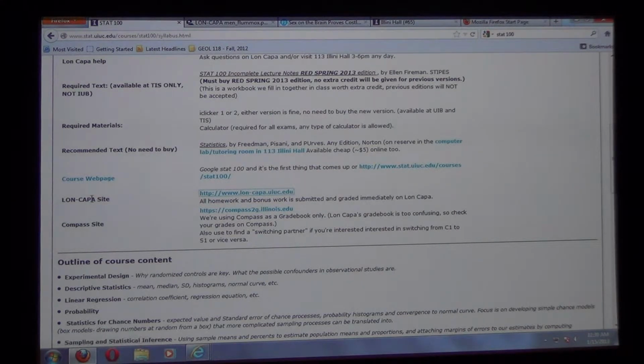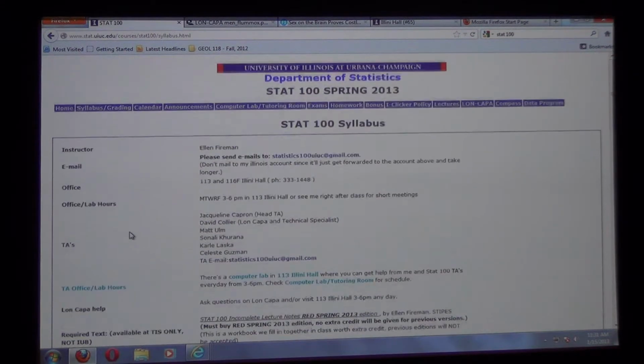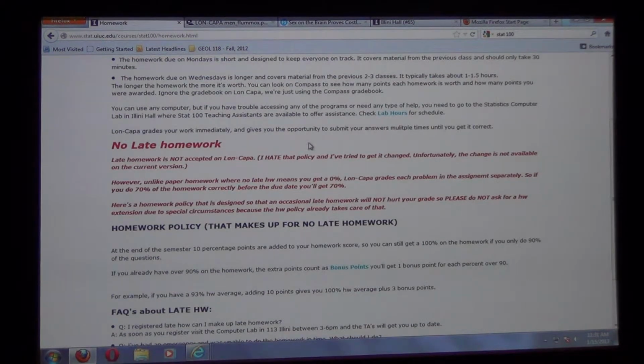Where do you find out? So that's the Lon Kappa side. Anything you turn in is turned in on Lon Kappa, and the very worst thing about Lon Kappa that I hate and everyone hates is there's no penalty for turning anything in late. What it means is you just get a 0. I've argued with them, they won't do any kind of late homework. They say it's because the answers show up right away. I don't know, they don't do it. So you can read all the homework policies, and I have an incredibly liberal homework policy.